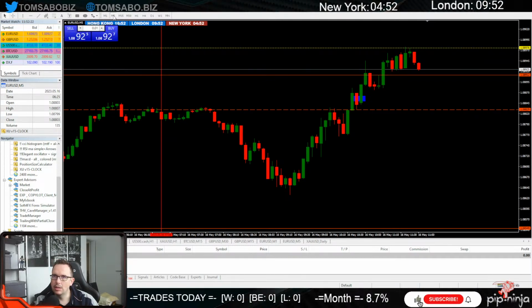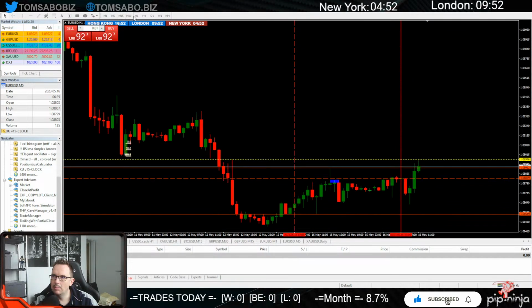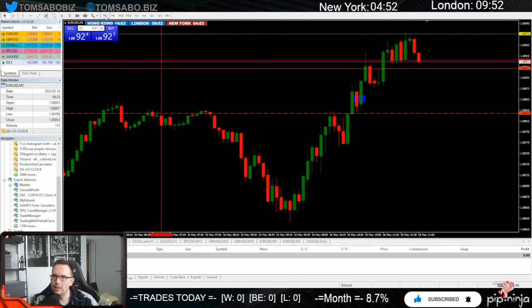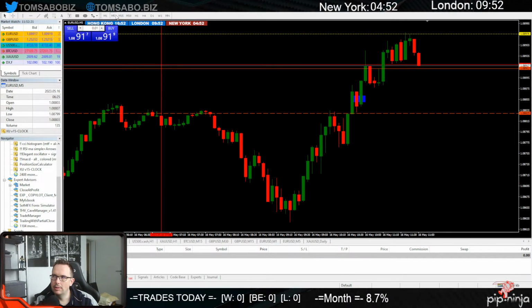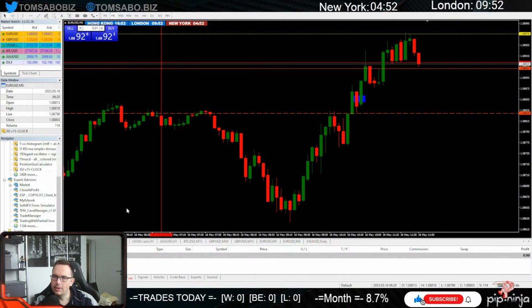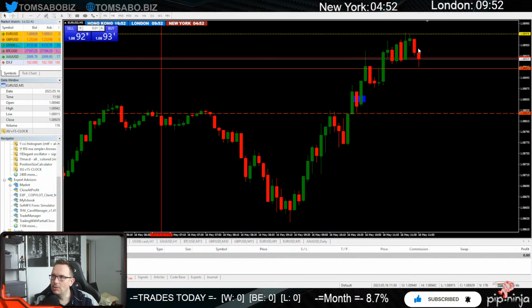This session, I think the euro tapped into some liquidity up there. No clear entry. Yeah, it's touching yesterday's high. It tapped into that liquidity.